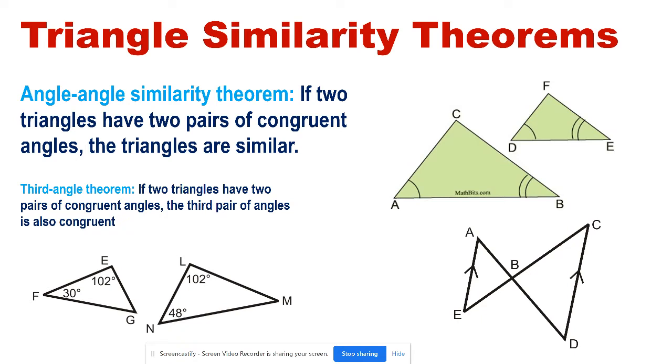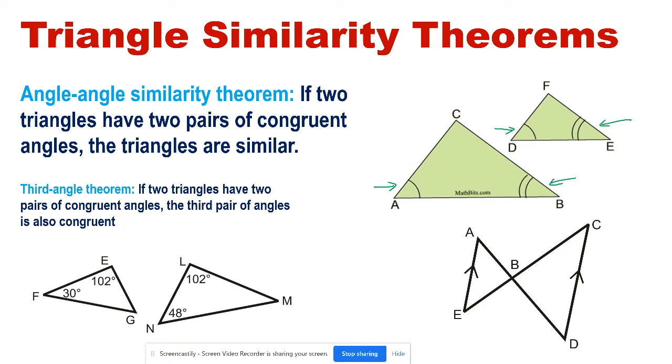So we see that over here on the right. We see angle A and angle D are congruent. Angle B and angle E are congruent. So those two triangles automatically have to be similar. They're the exact same shape, exact same proportions, even though they're different sizes. And the third angle theorem, which we talked about in the last unit, is going to come into play here sometimes. Because if you look in the bottom left, we have two triangles.